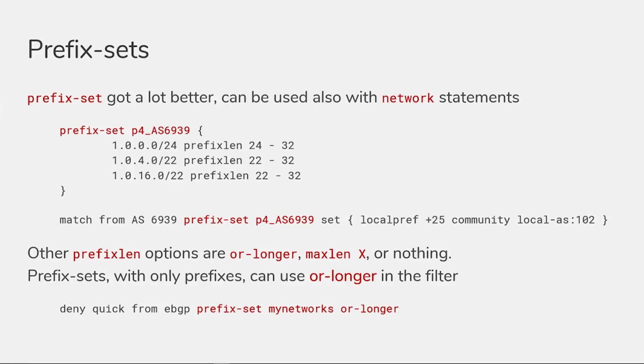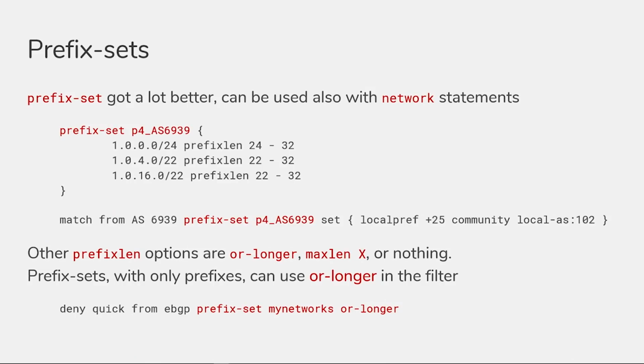Then prefix-sets is another thing that we added. This is something that especially is used for IRR-based filtering. So you define all the prefixes that somebody is allowed to use or send towards you. Here, this is one of my use cases. I'm filtering 6939 Hurricane based on their IRR set. This is a huge table. This is not just these 3 entries.